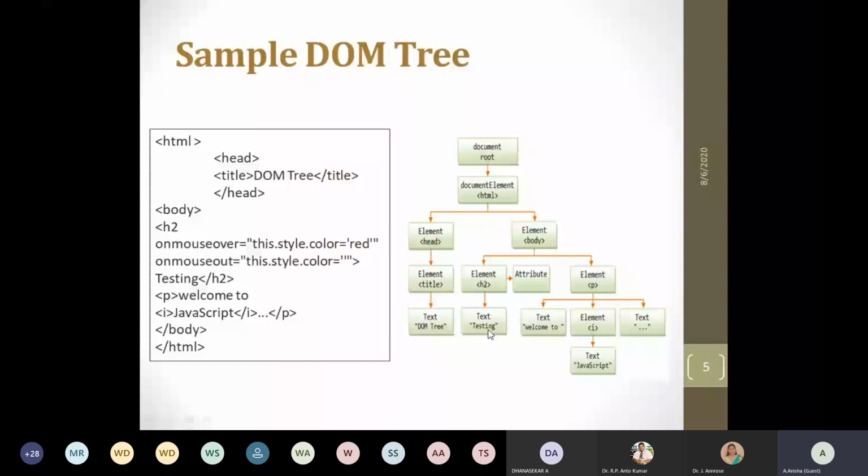Coming to the paragraph tag, it has one child, "welcome to", which is a text node. Another child, the italics element, and another child, a text node with dot, dot, dot. So the paragraph element has three children: a text node, an italic node, and another text node. And the italic element has only one text node, which is JavaScript. So every HTML element will be modeled as a DOM tree by the DOM. This is a sample for a DOM tree.